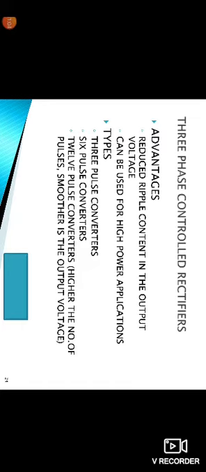And the types: 3 pulse converter, 6 pulse converter, and 12 pulse converter. The higher the number of pulses, the smoother the output voltage.